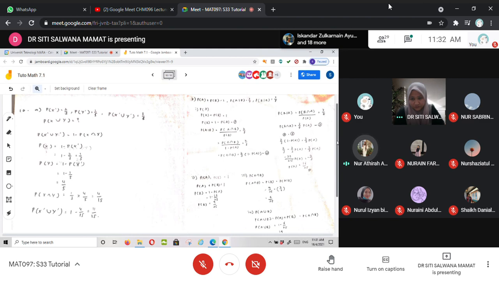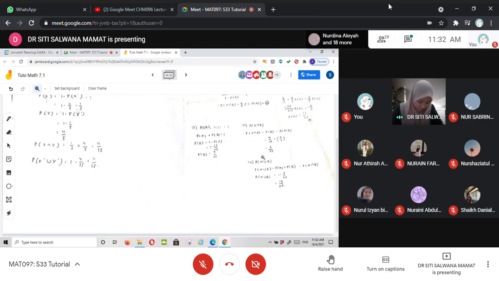B4 pula, dia suruh cari A union B. Saya guna formula yang A union B equals to PA plus PB minus A intersect B. And then since PA plus PB sama dengan 1, so 1 minus dengan A intersect B dapat dah dekat B3 tu. So saya gantikan. So 1 minus 6/25 equals to 19/25. Tu je.